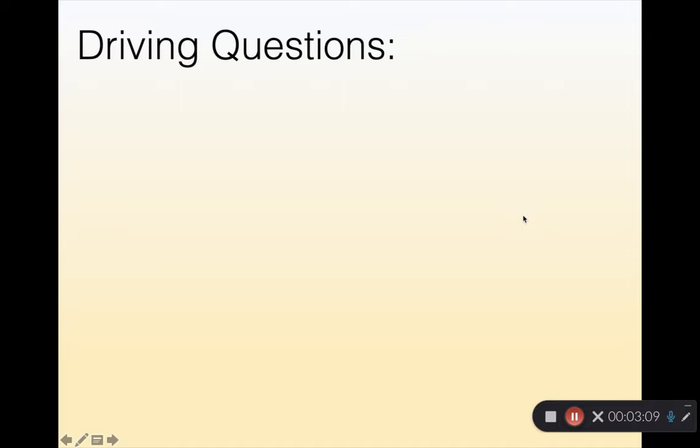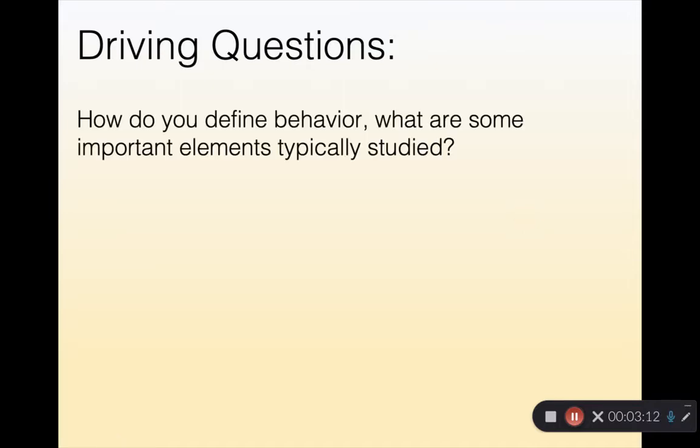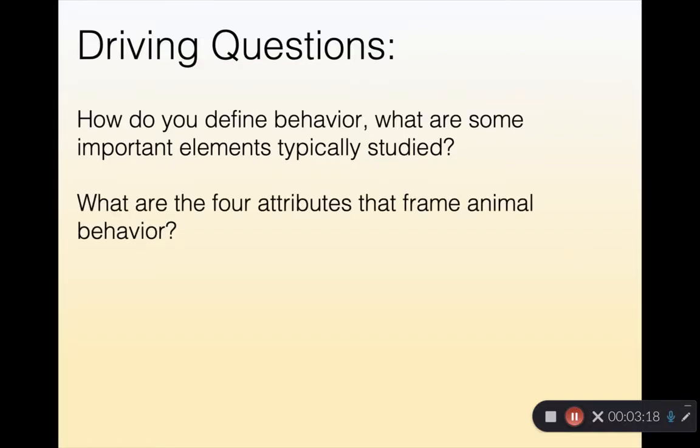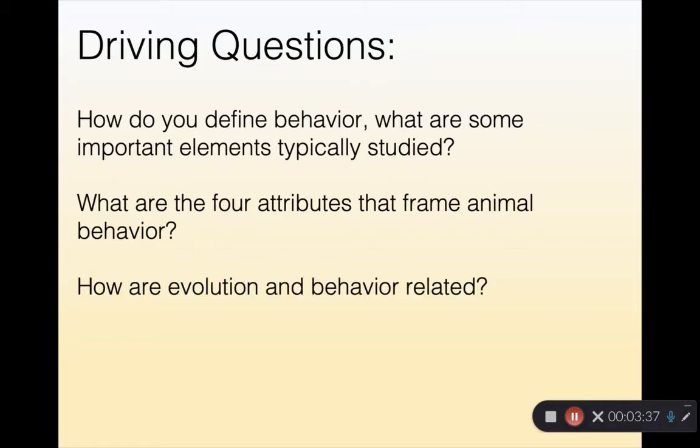So the driving questions that we're going to be looking at for this module are, first, how do we define behavior? And what are some important elements that are typically studied? Second, what are the attributes that really frame animal behavior experiments? And we're going to understand how biologists look and understand animal behavior within these four attributes. And then lastly, we're really going to spend a lot of time understanding how evolution and behavior are related.